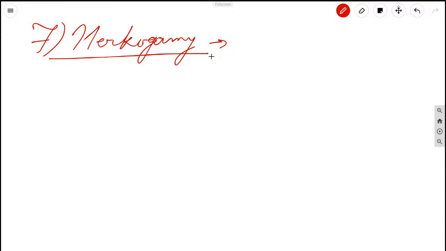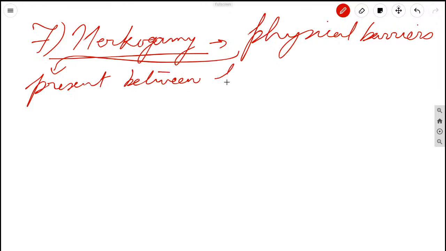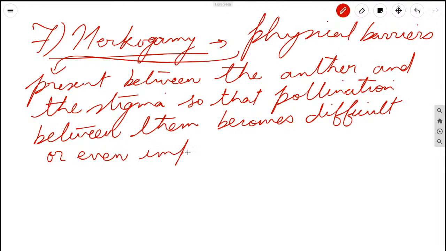In some flowers, there may be some physical barriers. So the physical barriers may be present in some flowers, right? Between what? Between the anther and the stigma. Why? So that pollination between them becomes difficult, or you can say it can even become impossible.